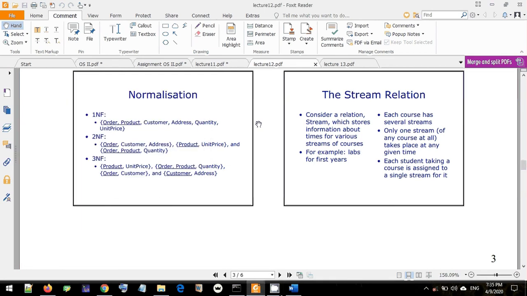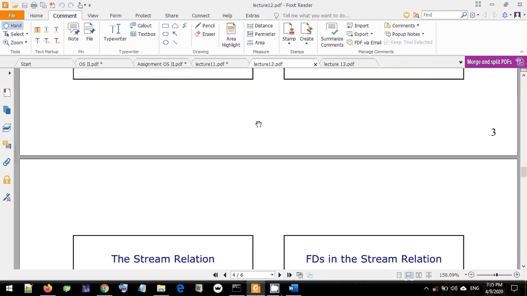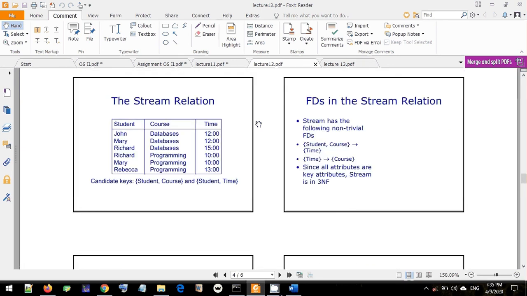The stream relation. Consider a relation stream which stores information about times for various streams of courses, for example, labs for the first years. Each course has several streams, and only one stream of any course takes place at any given time. Now, each student taking a course is assigned to a single stream for it, right?